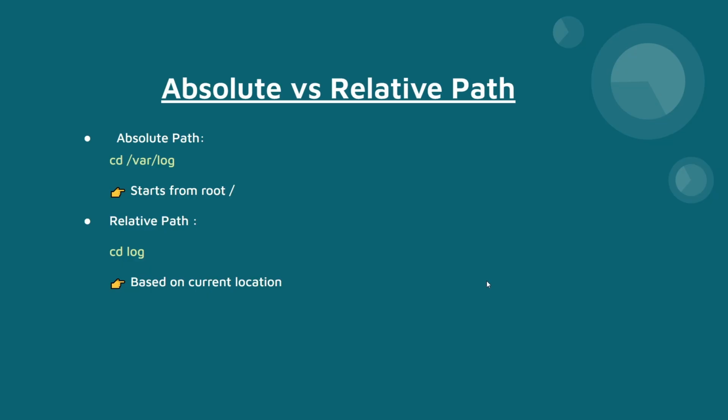Okay. Now the next topic is absolute versus relative path. The absolute path basically starts from the root, and we have to use the slash. And the relative path is based on our current location. So what does this mean?